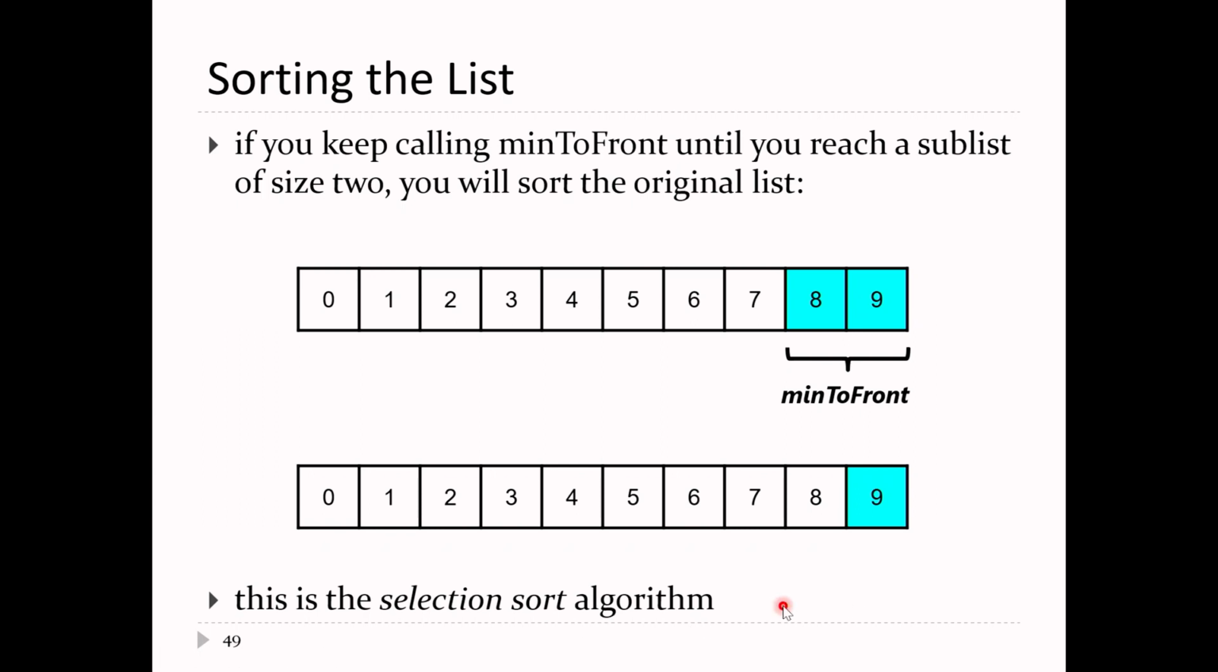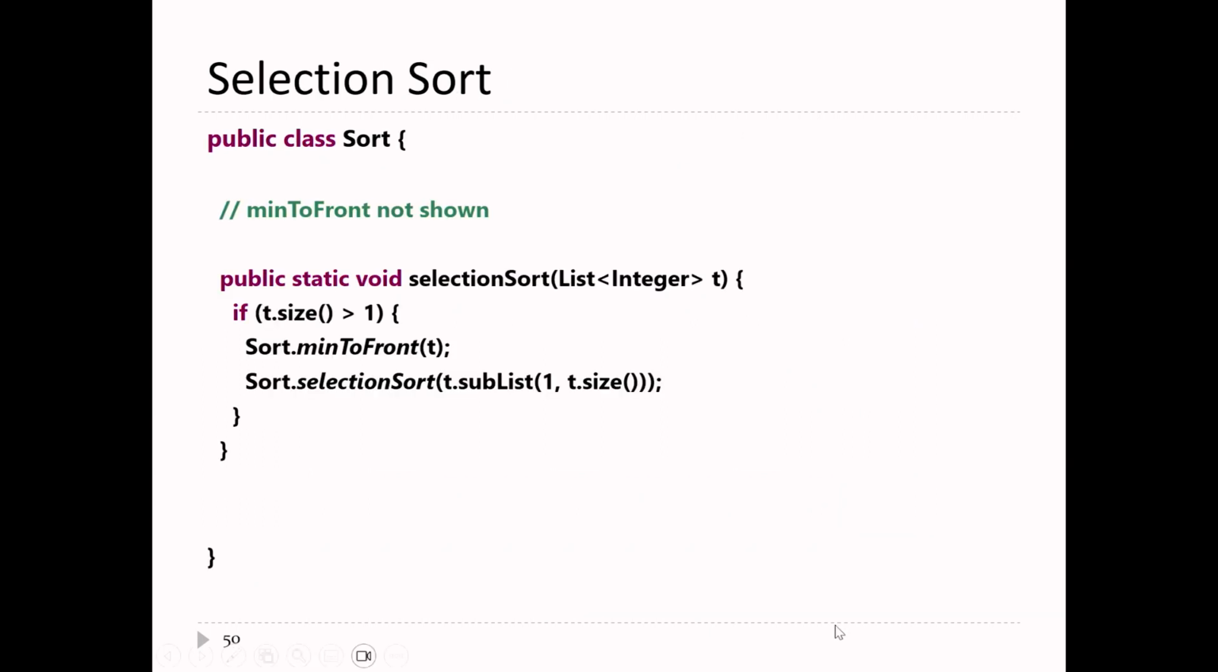It runs in O(n) squared time. So it's not one of the quote-unquote efficient comparison sorting algorithms, but it's one of the simple ones to implement. How simple is it? It's that simple. Assuming you have min to front, you just call min to front. And then you recursively call selection sort, passing in the rest of the list to sort.